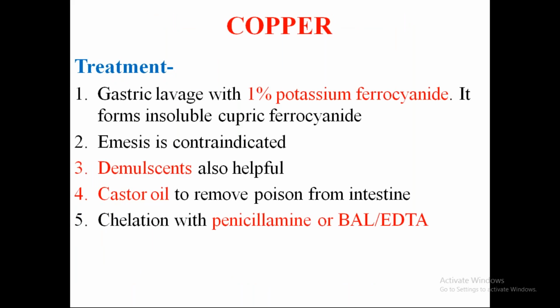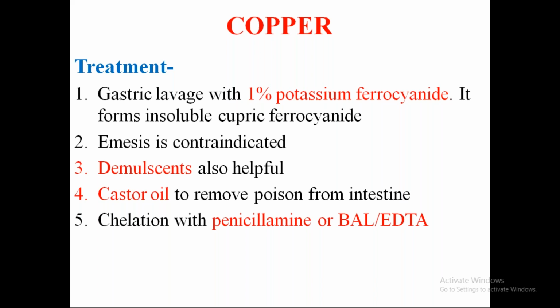So what is the treatment? Treatment is gastric lavage, where we will inject the water and then we will take it out, the remaining contents of unabsorbed copper content products in the stomach with 1% potassium ferrocyanide. So gastric lavage with 1% potassium ferrocyanide, it forms an insoluble cupric ferrocyanide, which can be taken back by the gastric lavage. Here emesis is contraindicated because there is a chance for aspiration, and then demulcents are useful.